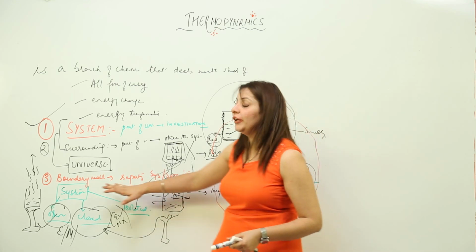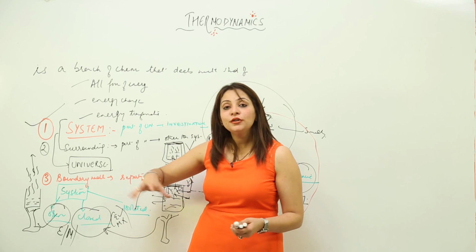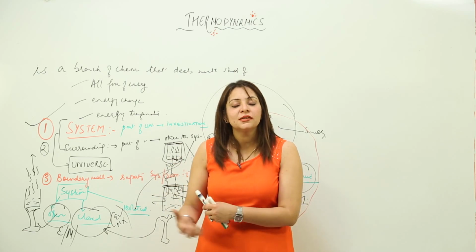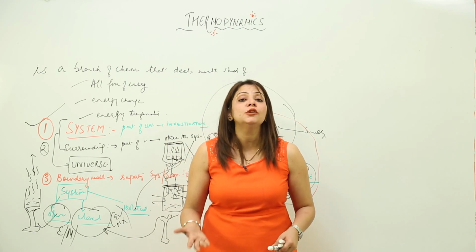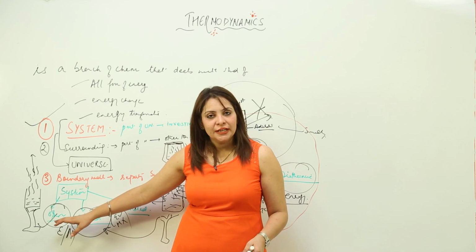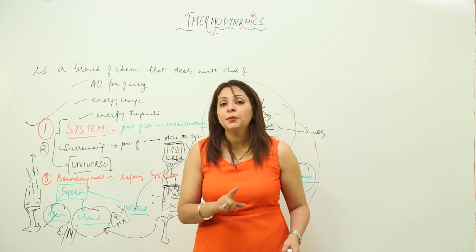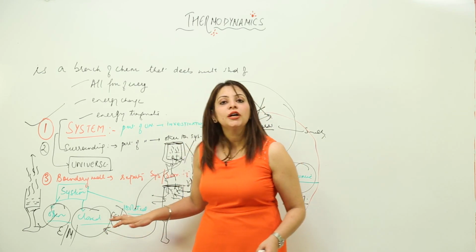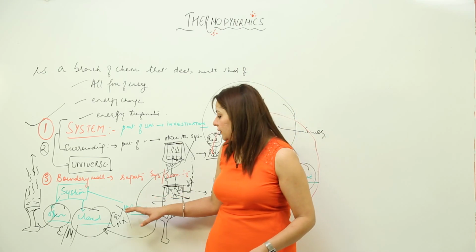So these are the three types of system. We are going to use them in the chapter, because I am going to tell you that this phenomenon occurs in an open system, and that one occurs in a closed system. So you should be well versed in what an open or a closed system actually is. An open system can exchange energy as well as matter. A closed one can exchange energy but not matter, and an isolated one can exchange neither matter nor energy.